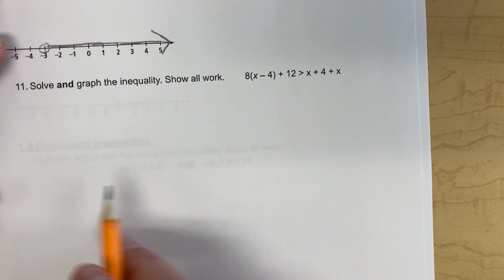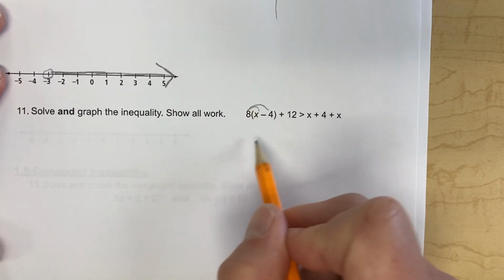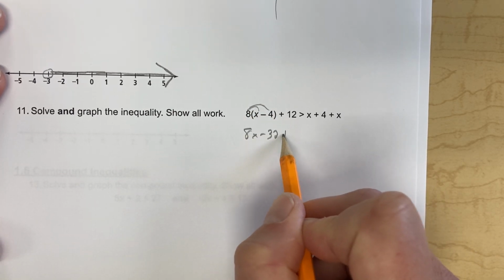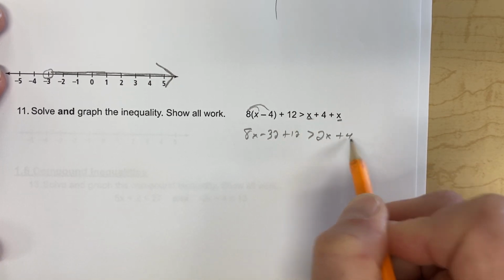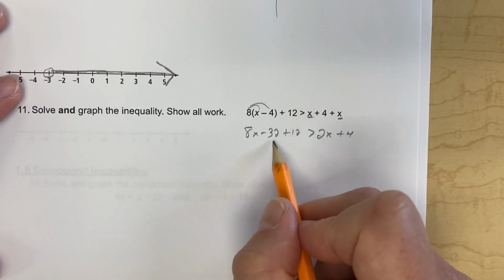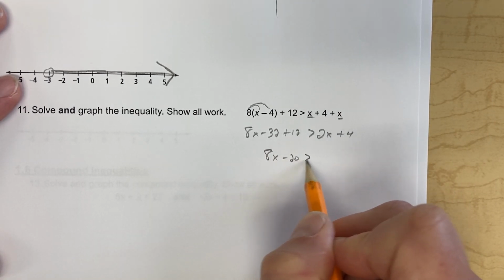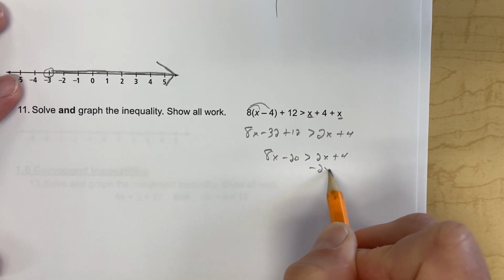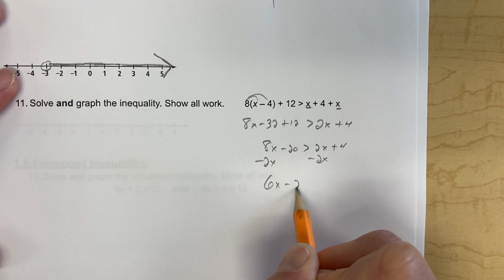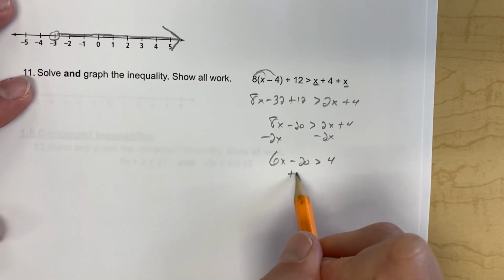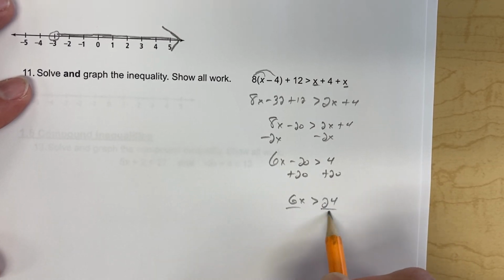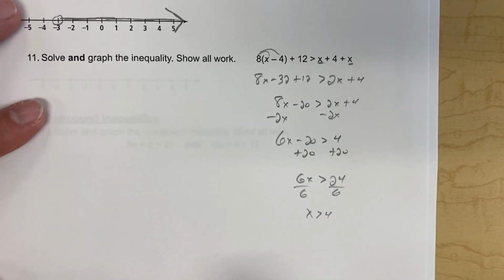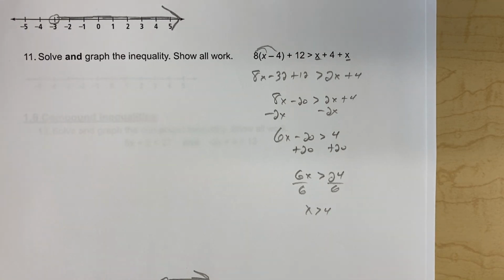Okay. Solve and graph this inequality. So we're going to distribute here. Get 8x minus 32 plus 12 is greater than. And I'm going to go ahead and put those together. X plus x is 2x. Okay. And then this is going to give us 8x minus 20 greater than 2x plus 4. We subtract 2x. 6x minus 20 is greater than 4. If we add 20, 6x is greater than 24. We divide by 6, we get x greater than 4. So circle the 4, greater than goes this way, and that'd be our answer then. Okay.